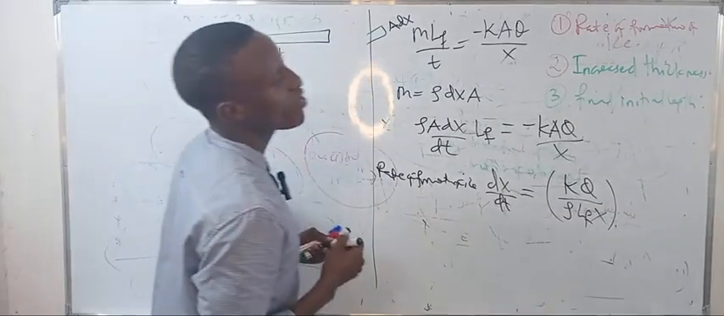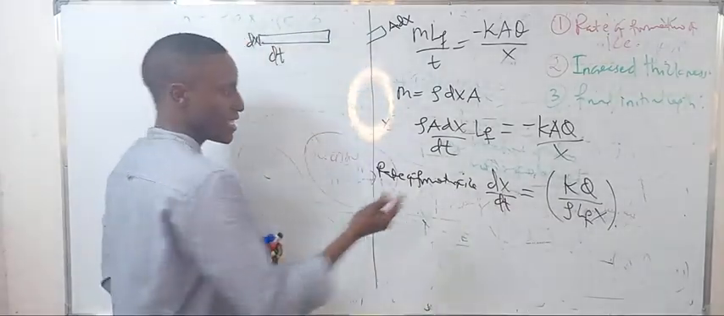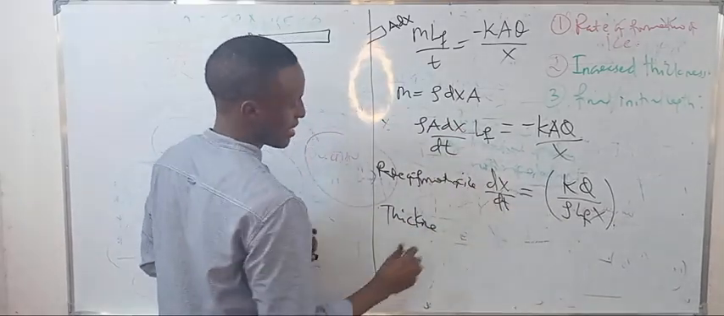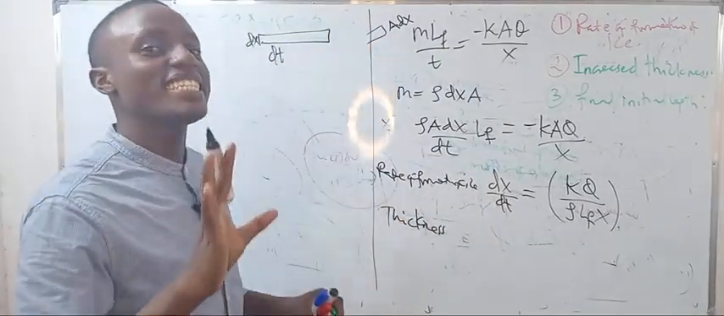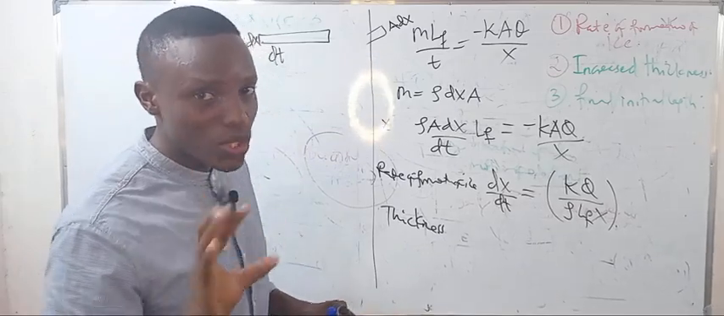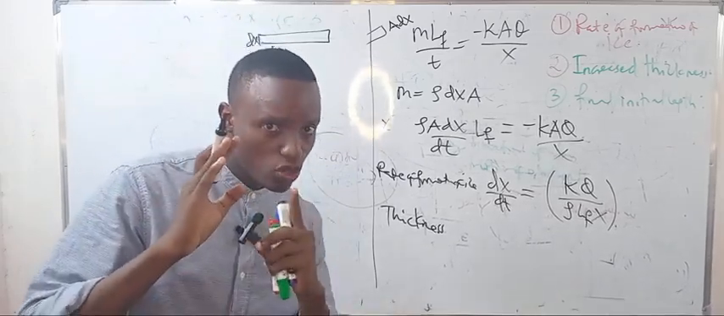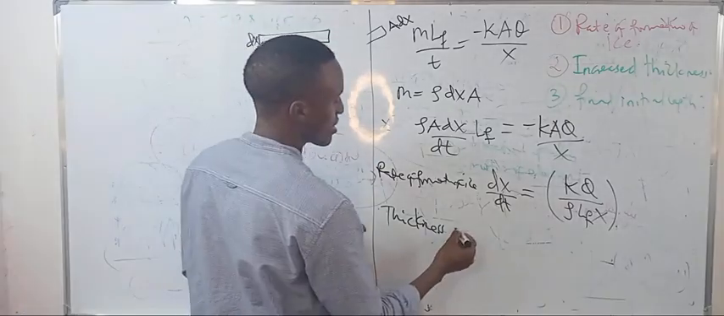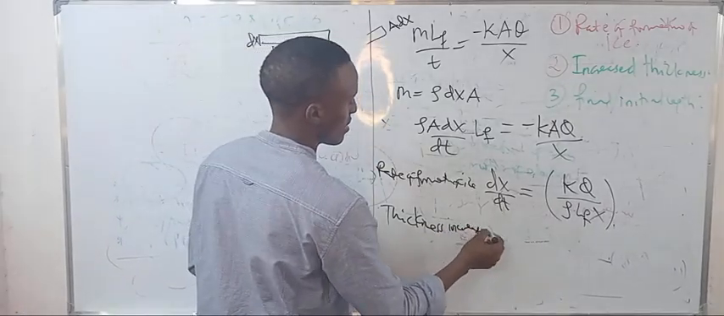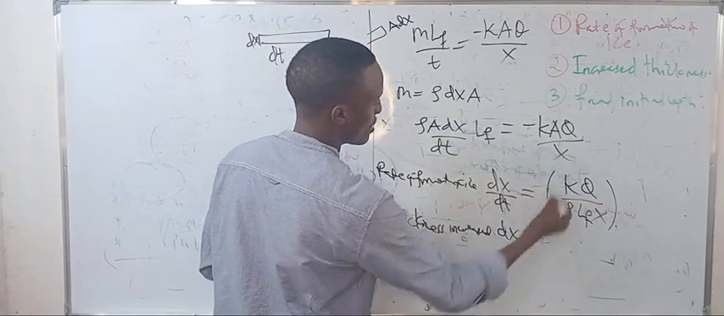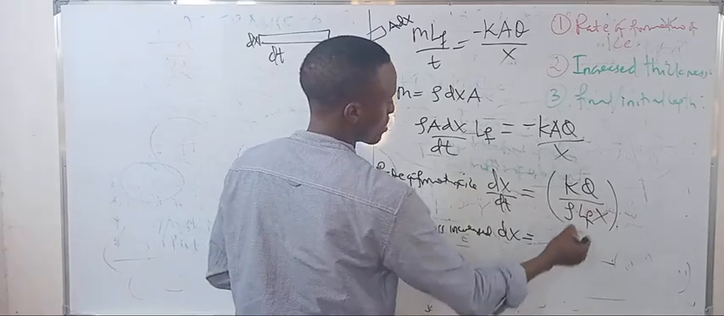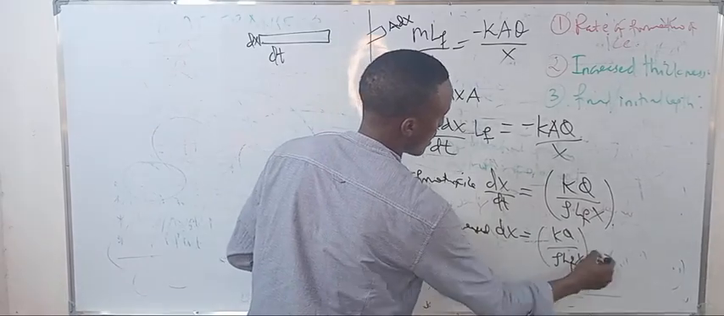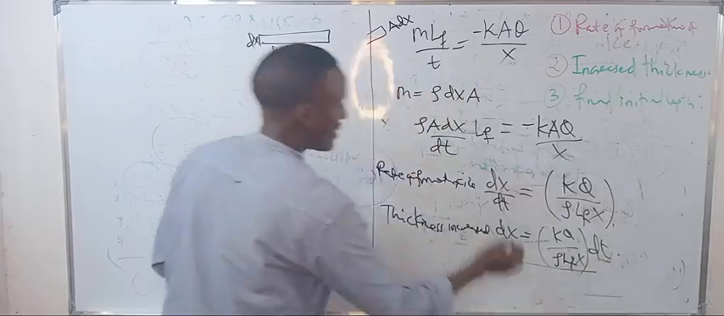The other thing they will ask you about is the thickness increase, just dx. If they ask about the thickness, that is dx, the thickness increase. It's the change between the final and the initial at the initial time that they consider the formation starts. How do you get it, Chief? You just multiply k theta over density, LF, then x, and then dt. There is where we go, Chief.